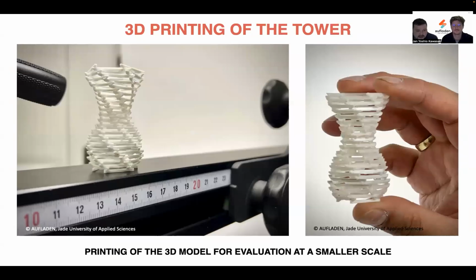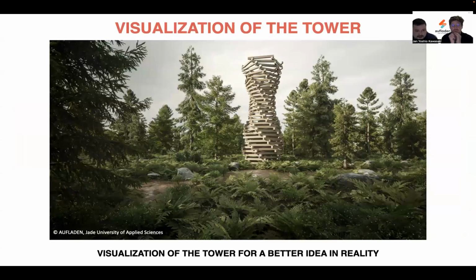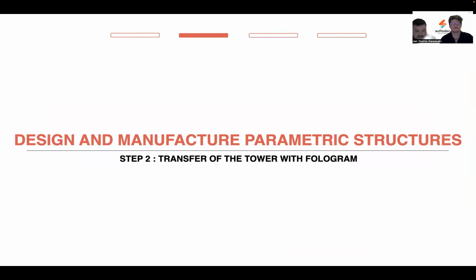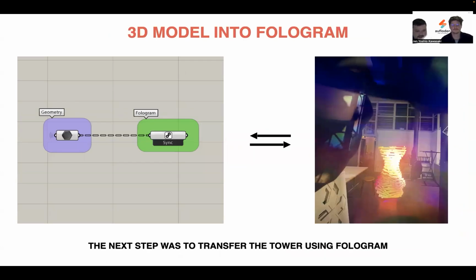For an initial evaluation on the physical model, the design of the tower was printed out on a smaller scale using the 3D printer. In addition, the tower was visualized in a fictitious environment for a better idea. In the second step, our structure was transferred through the AR glasses using hologram. In this process, the geometry generated in Grasshopper is transmitted live to the glasses using the hologram plugin. The right image shows the user's view through the glasses.